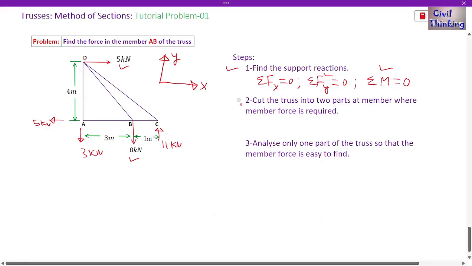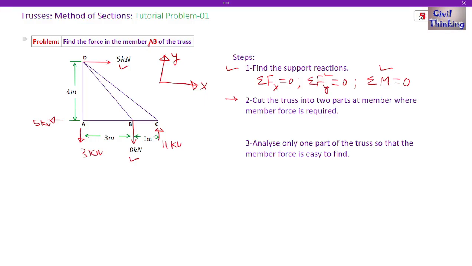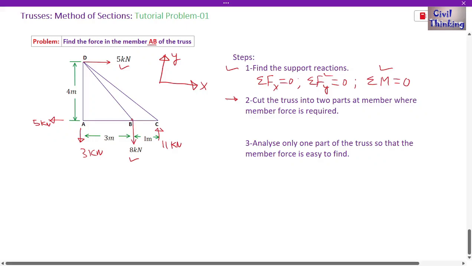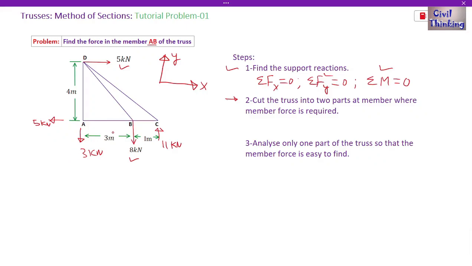Now what is step 2? Step 2 is this: cut the truss into two parts at the member where member force is required. Now we have to find the force in member AB. We have to find the force in this member. This is the AB member. So what we do, in the method of sections we draw a section. We cut the member where the force needs to be found. We need to find the member force in AB, so we will cut the whole truss at AB. Like this.